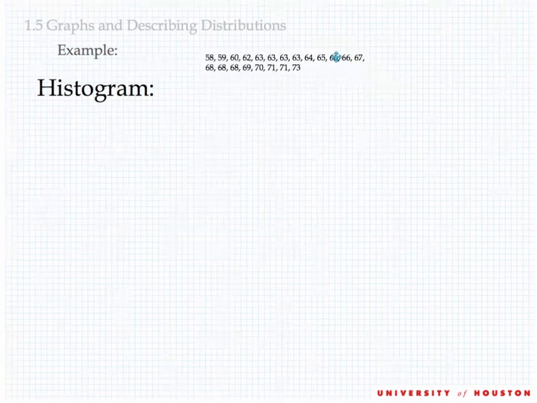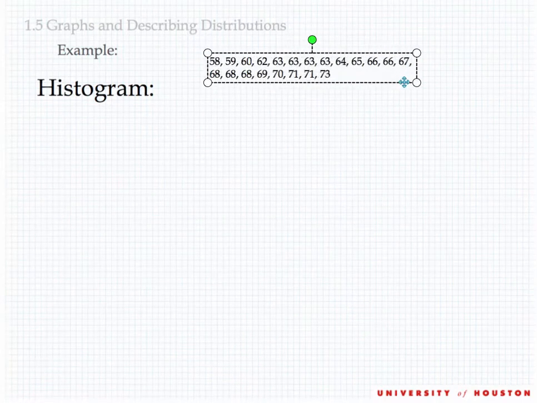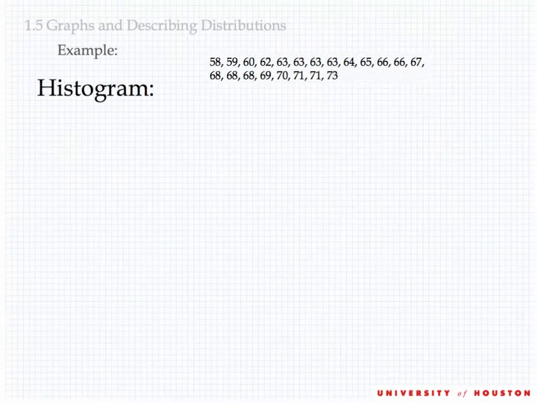Again, here's our data. Now there is no right or wrong bin width to choose. However, we want to make sure that our bins are not too small or too large for our data. We have 21 pieces of data here, and they range from 58 to 73. So our range is 15. I'm going to choose 4 for the width of each bin.